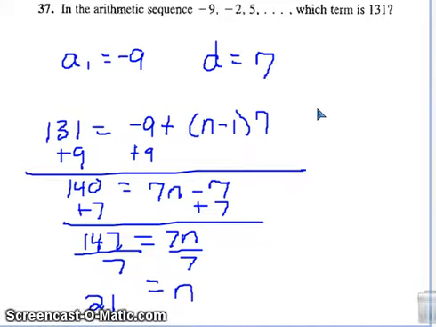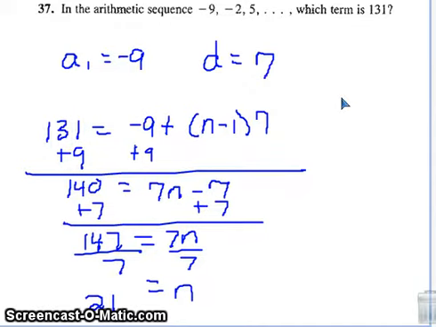37, it asks you to figure out which term is 131, so in that case you're solving for the n. n is going to stand for what term it is, d is standing for your common difference, a1 is standing for your first term, and a_n is what the term is for whatever the number n is. That's what term.